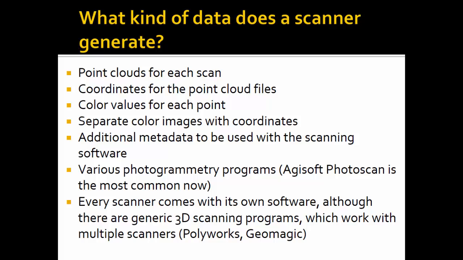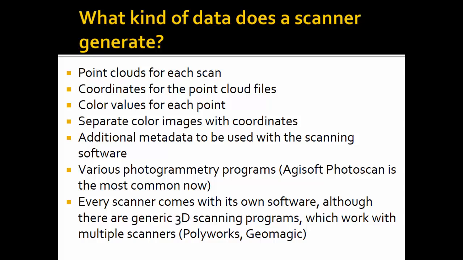Scanner generates measurements. So these are point clouds. So for example, our structured light scanner can capture say 800 point clouds, each 1 million points, which correspond to a surface of an object. Each point cloud has coordinates which related to the other point clouds of the scanning project. And then, for example, a structured light scanner will also capture color values for each point, and then separate color images with coordinates. There may be additional metadata that comes with the scanning software, for example, the temperature of the sensor, the calibration of the sensor.